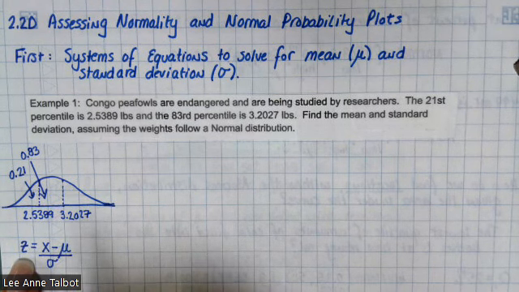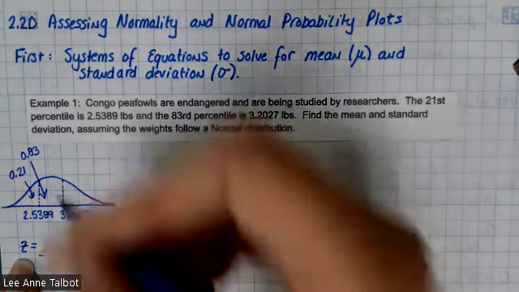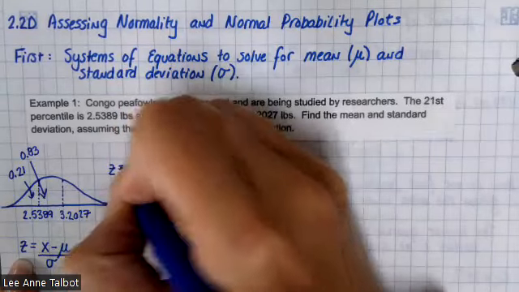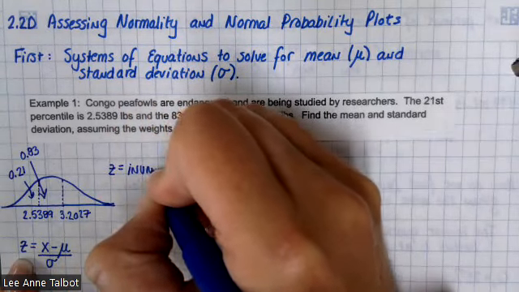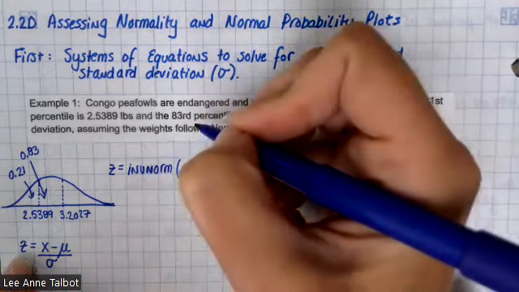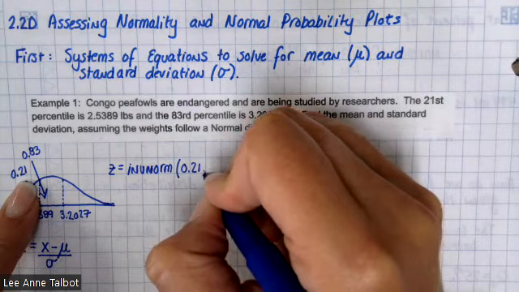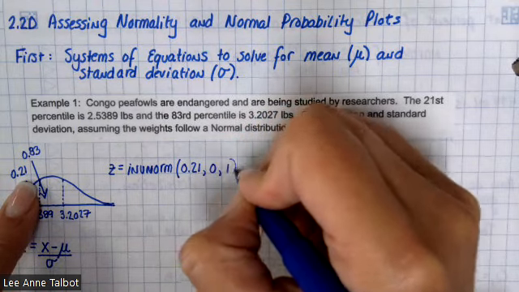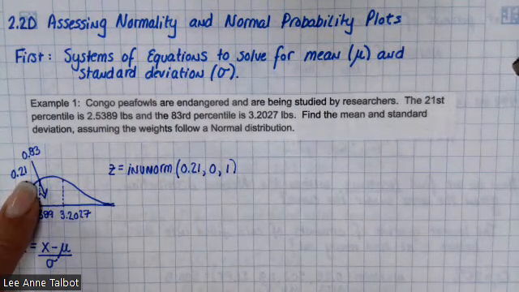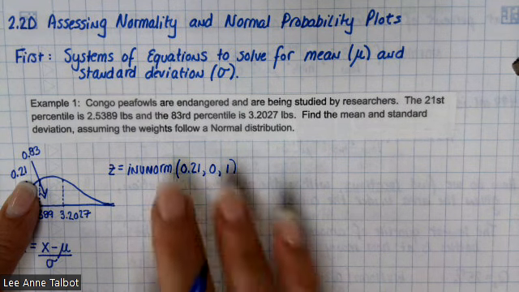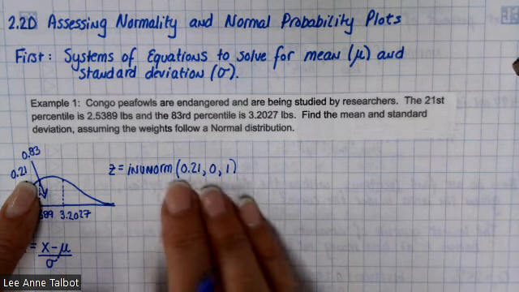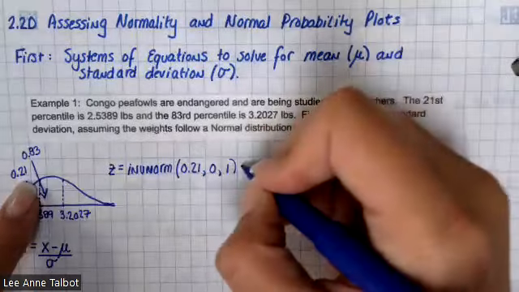And I did this on purpose on Friday. The very last example I did was finding a Z-score. So Z equals inverse norm. The area for this one is 0.21. And then because we're working with Z being standard normal, our mean and standard deviation are 0 and 1. Are you okay for time purposes if I just tell you what this is out of the calculator? Yeah. Okay.